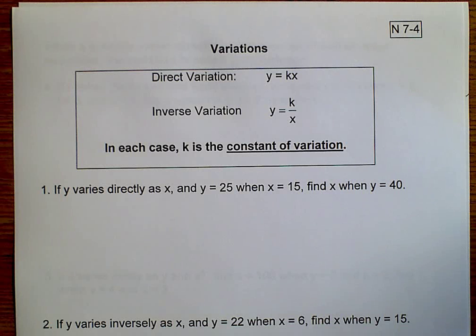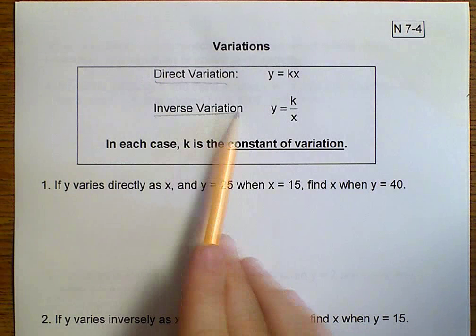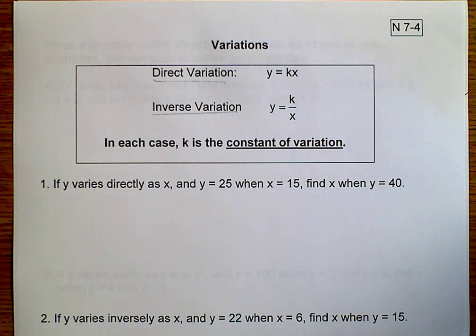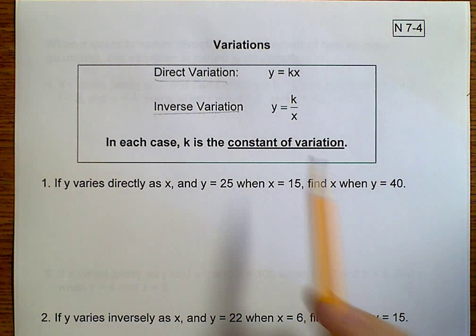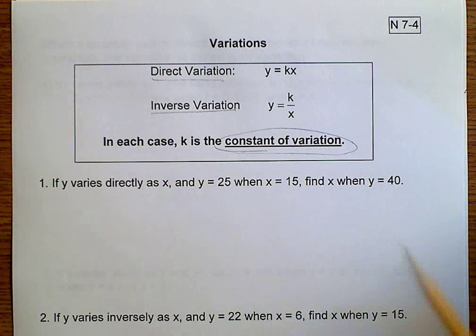Hello, this is Algebra 2, topic 7-4. We're going to be talking about variations. First, we're going to start with direct variation and inverse variation. In each case, k is our constant of variation. Anytime we deal with this, we're always going to have some value k.